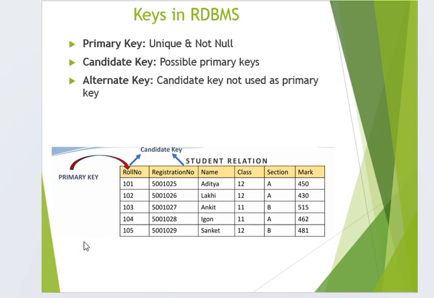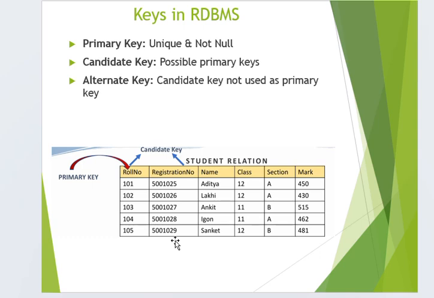Now if you see it more carefully, registration number as well as roll number are unique keys. No two records or no two students have the same registration number or roll number. So these two keys can be candidates for the primary key. Now what is exactly a primary key? Primary key is a unique key which is not a null value. It can't have a null value, and it is the key which is used to distinguish a record from other records.